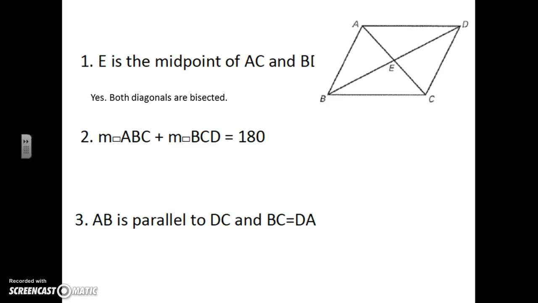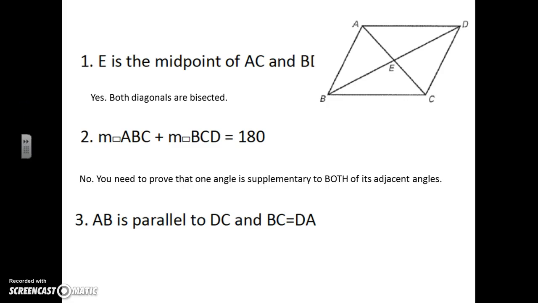If I know that the measure of ABC and the measure of BDC are supplementary, I actually need more information to prove that that's a parallelogram. I need both angles that one angle is adjacent to in order to prove that's a parallelogram. So no, I can't do that.